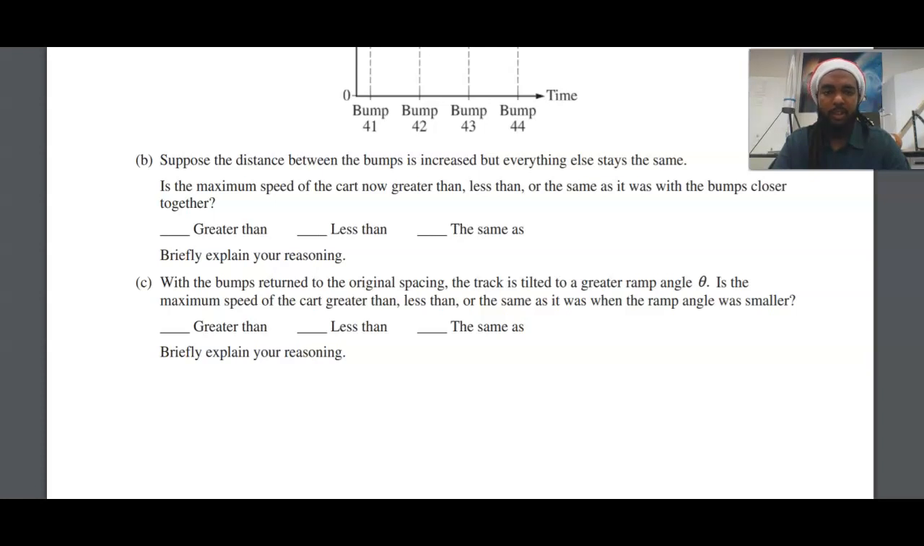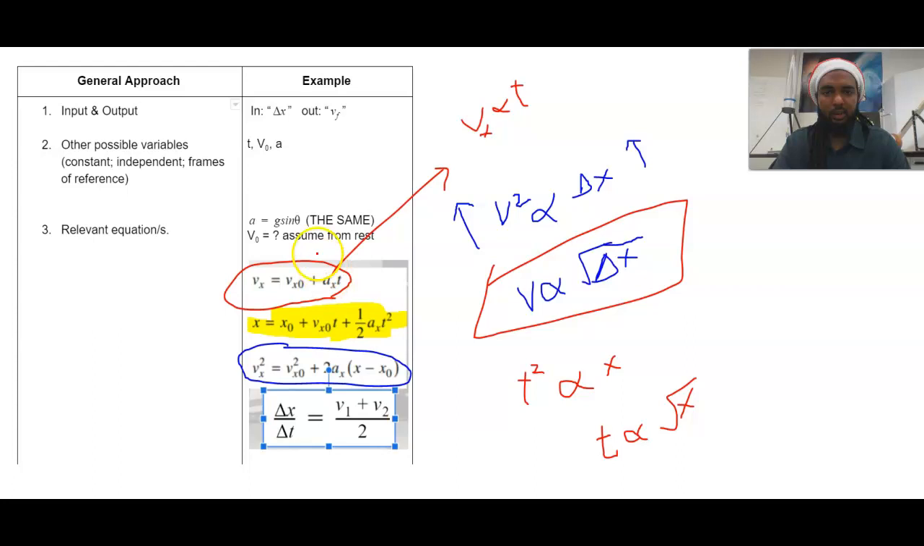For the other one, they asked what if the ramp angle were tilted, and if the ramp angle were tilted, then we could assume that the acceleration would increase. And so the acceleration increased by either one of these two, but I would suggest best to use this equation to say that if the acceleration increased for the same spacing, the final velocity would definitely go up. In fact, it would go up again by a square root factor.